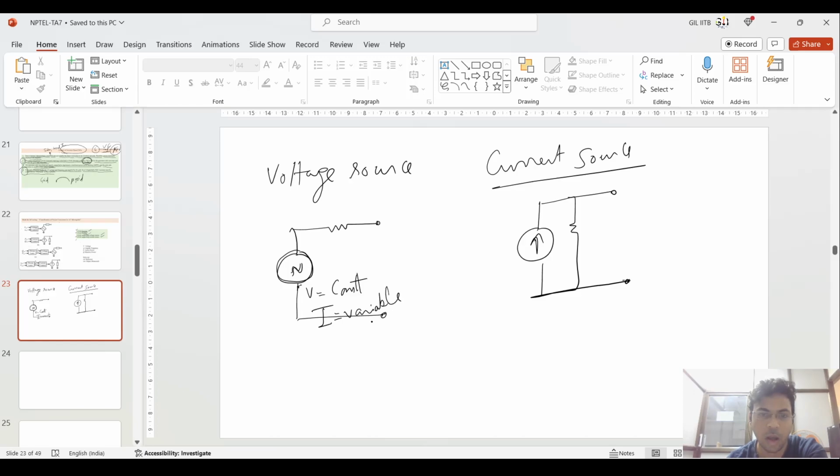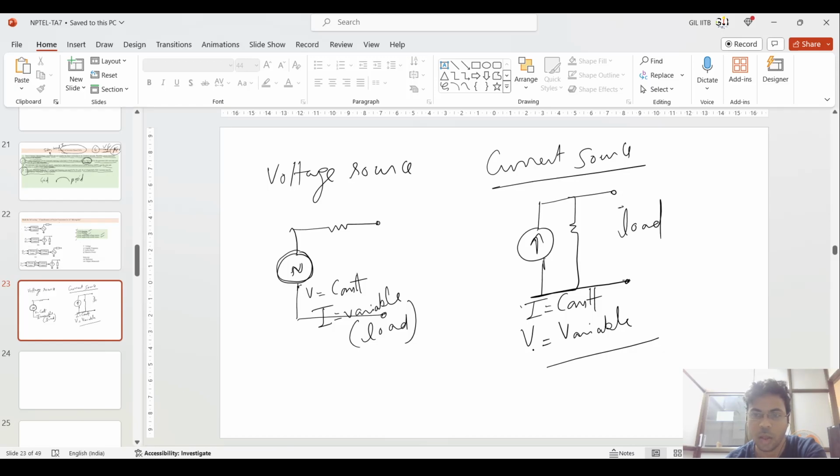If you see this, how the voltage is constant and current will vary and depend upon the load. Okay, coming to the concept of current source, here the current is constant, and how the voltage is variable? This is variable based upon the topology of the load, because V is equal to I times of Z. In this Z is variable, I is constant, so V is variable.